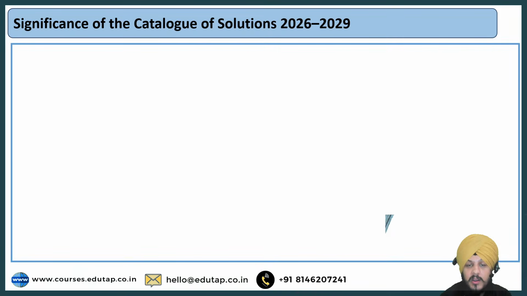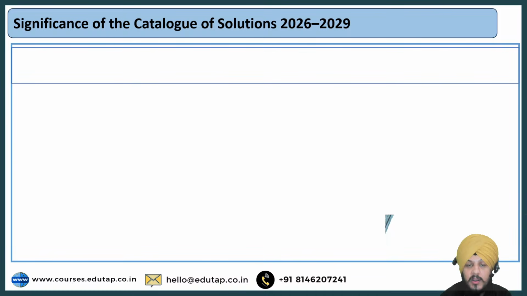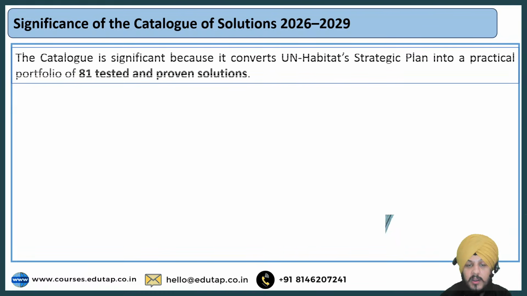Now let us move on to body part 2, and let us see the significance of the Catalog of Solutions 2026 to 2029, which is the main agenda of discussion. Now let us see the different points one by one. But before that, let us see an introductory slide that you can write as a part of your answer. So the catalog is significant because it converts the UN Habitat strategic plan into a practical portfolio.